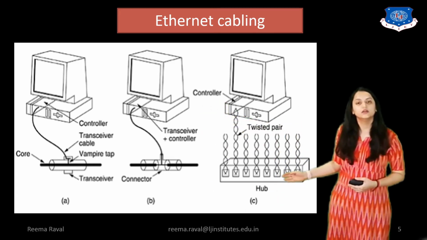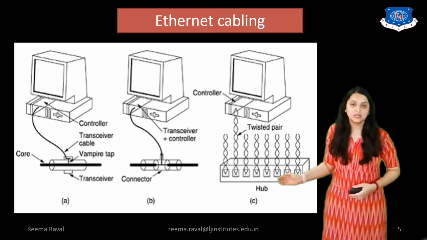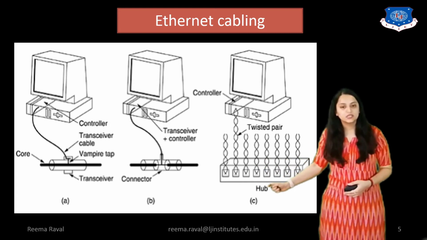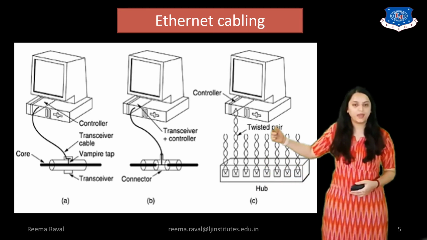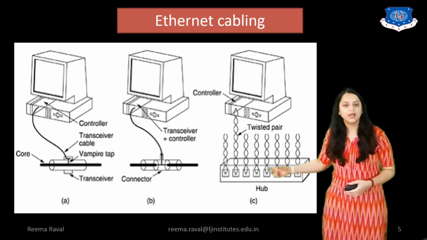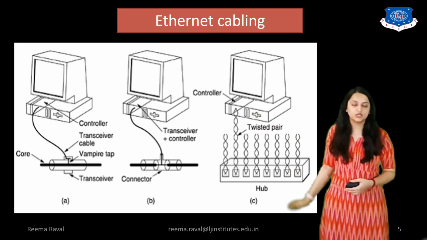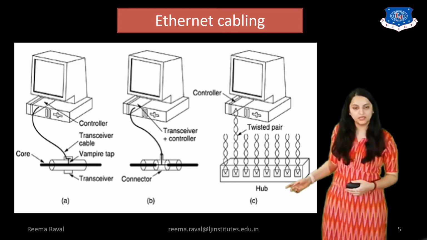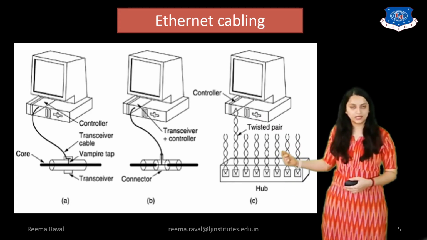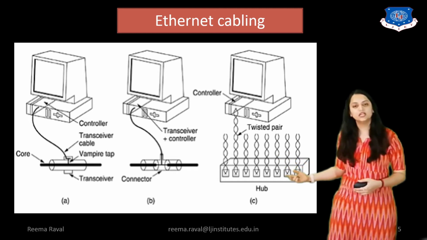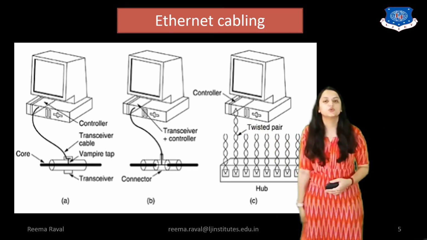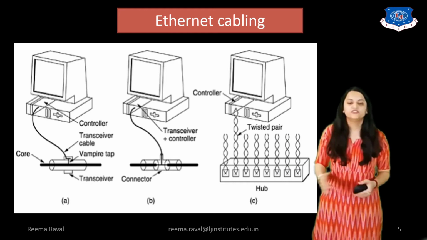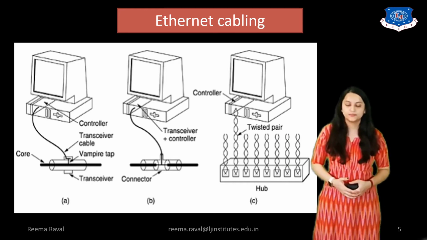Next is 10-base T cable, that means twisted pair cables, where the hubs are indicated. Twisted pair cables are connected to each of the hubs, and they are connected to the main controller or the main devices. So this indicates the 10-base T cabling where twisted pair cables are connected to the hubs, and that particular cable is connected to the particular controller or the computer. So these are the basic different Ethernet cabling structures.